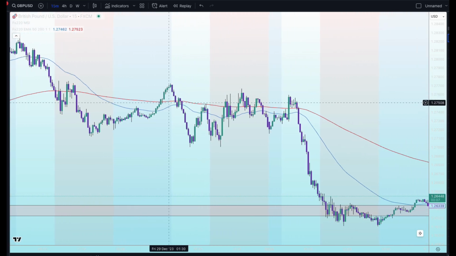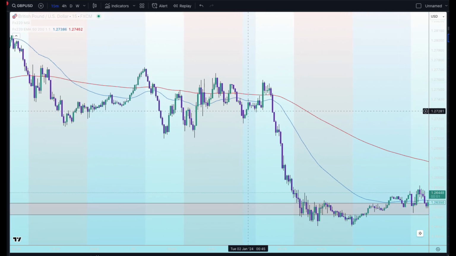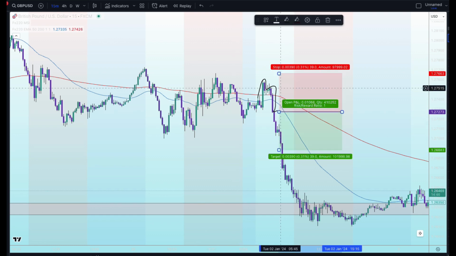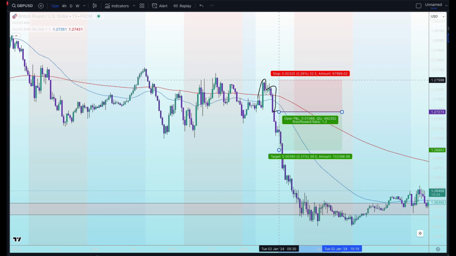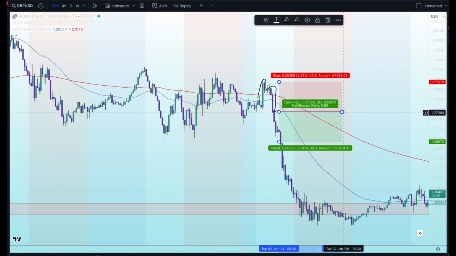And then after you have the pattern formation, you might have the same thing again multiple times a week. As you can see, Asian session broke out, London session, and it gave us a perfect M pattern formation. Close below the 50 EMA, and this is our signal to enter short. Stop loss at the high, 30 pips. Take profit, 30 pips as well.